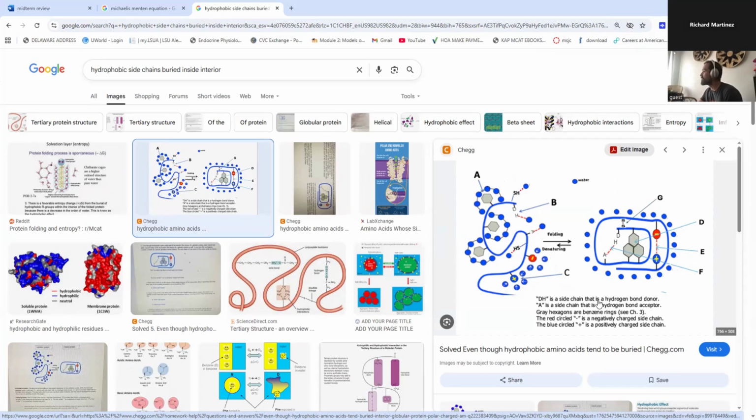DH is a side chain that is a hydrogen bond donor. Okay, so they donate. A is a side chain that is a hydrogen bond acceptor. We're going to go over that in a little bit. That's the next section. Gray hexagons are benzene rings. And the red circled negative is a charged side chain. We're going to go over a portion of this in a little bit as well.